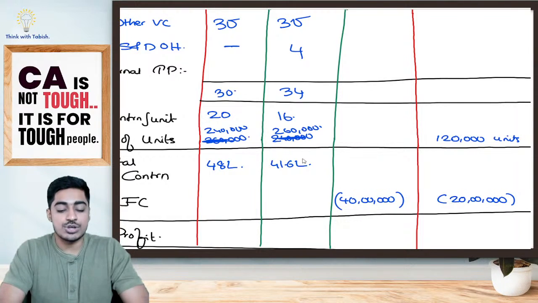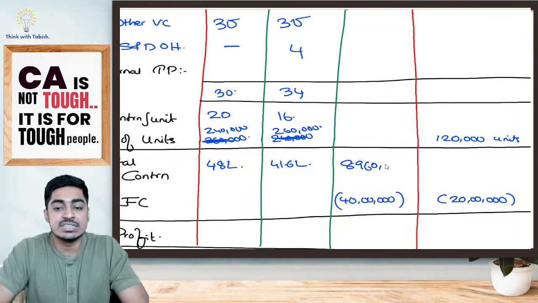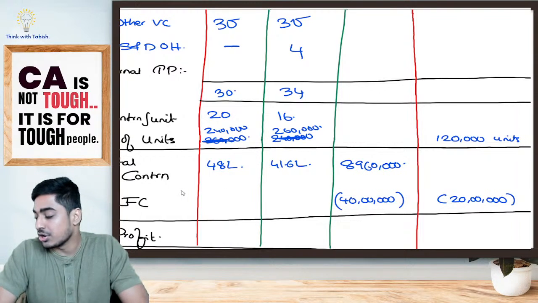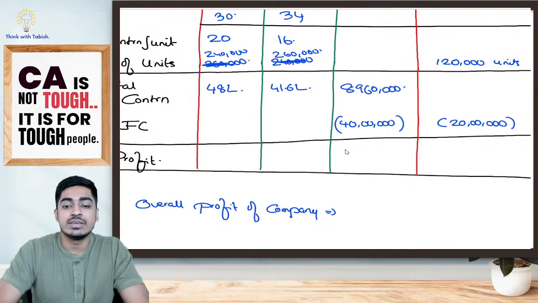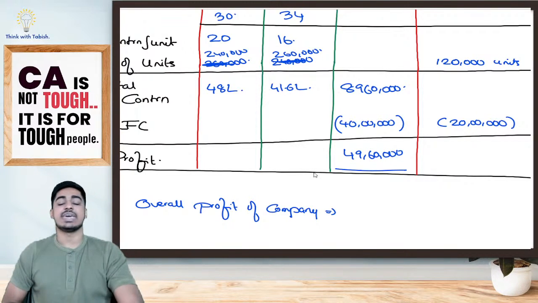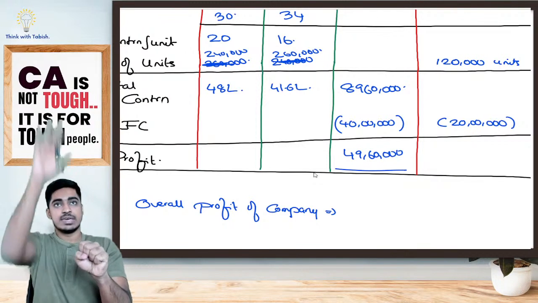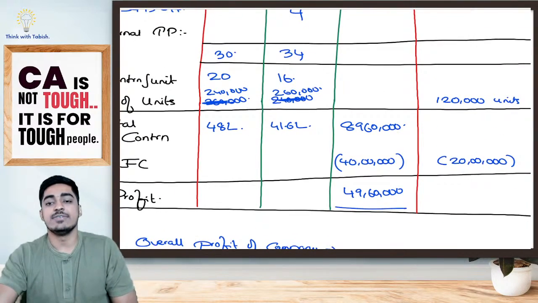So in total, how much contribution will I earn? From internal transfer, 48 lakh. From external sale, 41.6 lakh. Totally, 89 lakh 60,000. This is my total contribution. From that, I deduct the fixed cost of division X, 40 lakh. So how much profit will I be earning? 49 lakh 60,000 rupees is the profit of division X. Clear? Total contribution minus fixed cost gives profit.